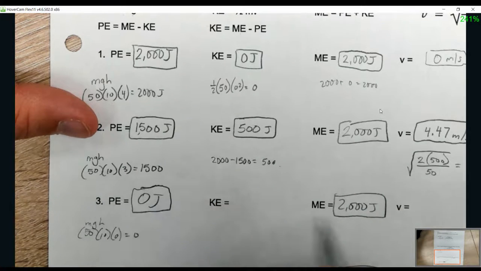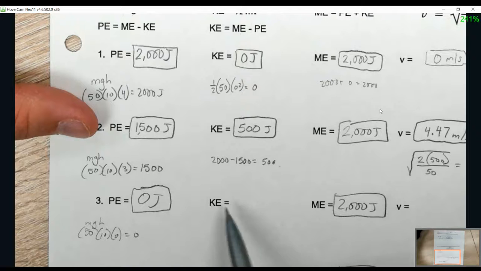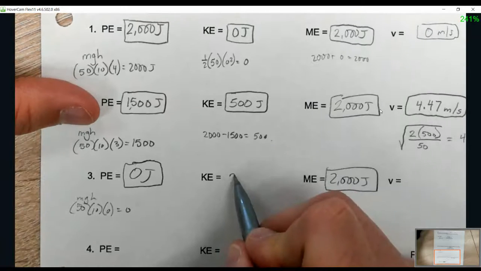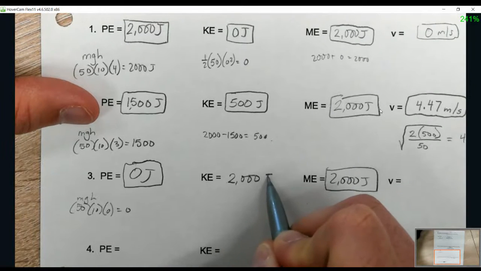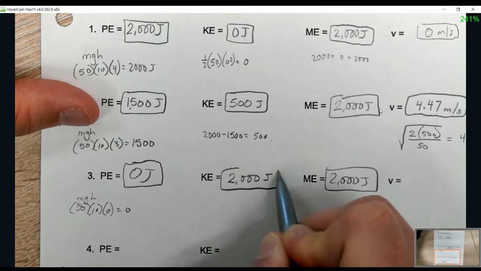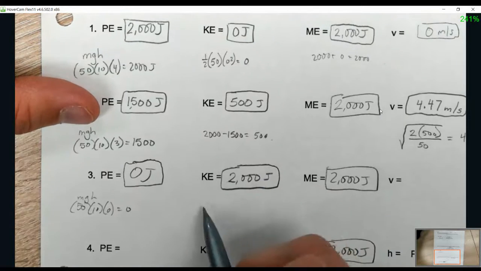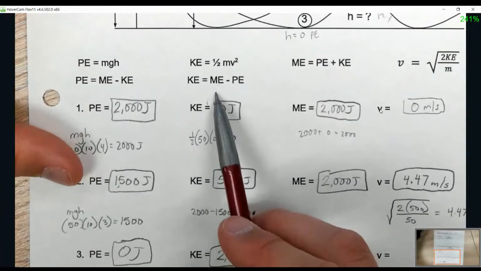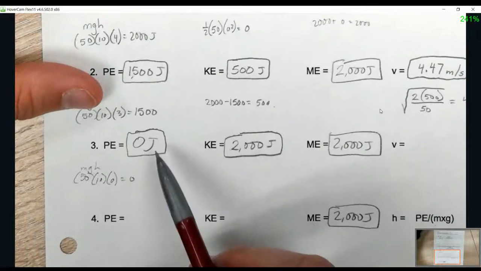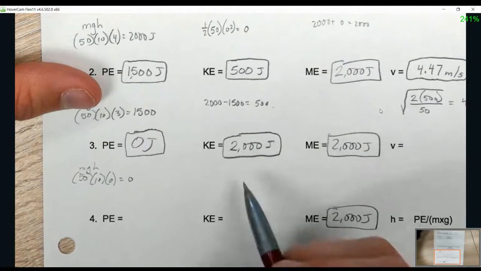Didn't really need the math there for that one. Well, 0 plus blank has to equal 2,000. So again, don't really even need to do math as long as you understand that concept. That one's a little easy. If you still needed to, you could do mechanical minus potential, but 2,000 minus 0 is 2,000.